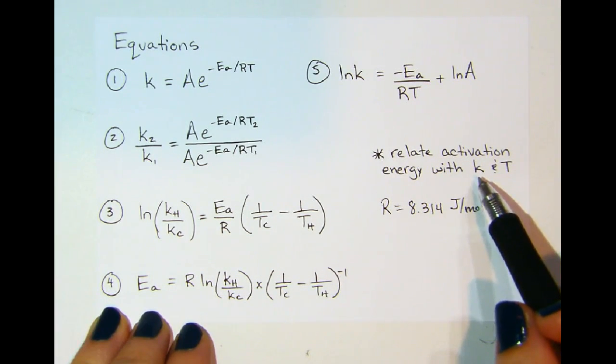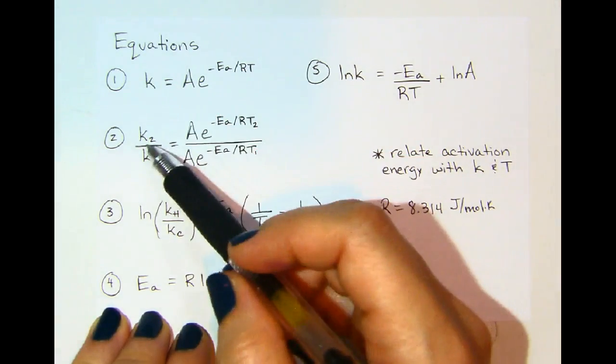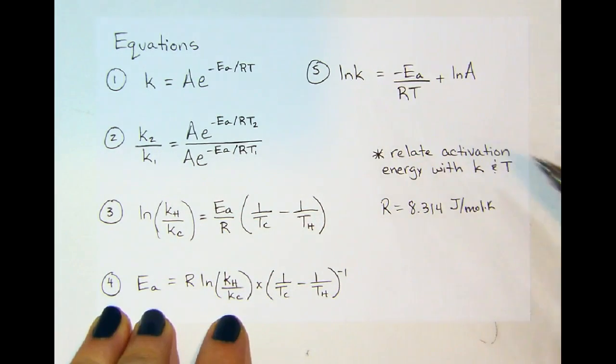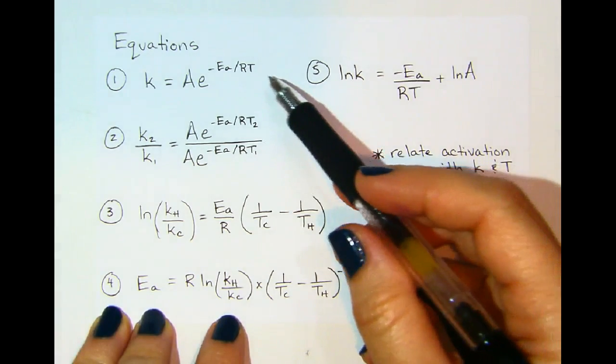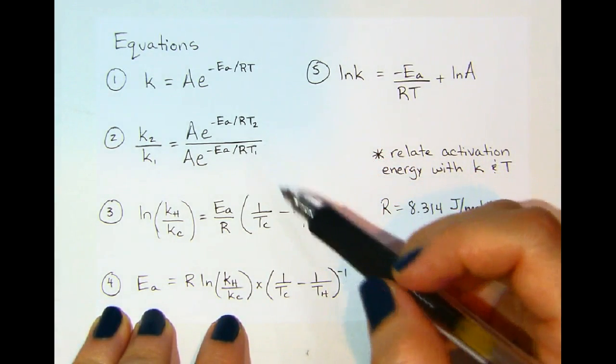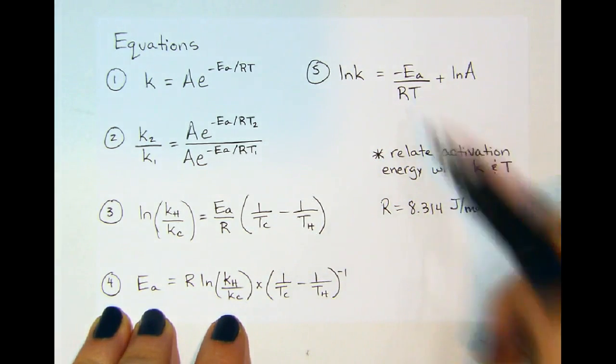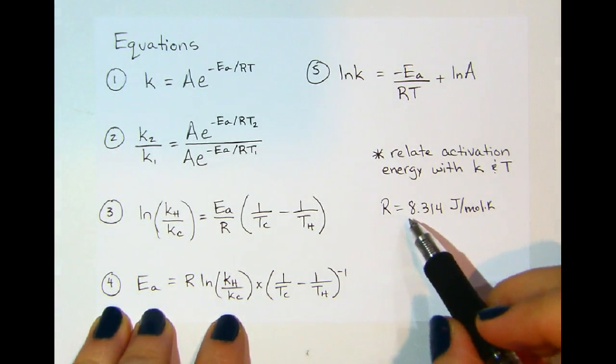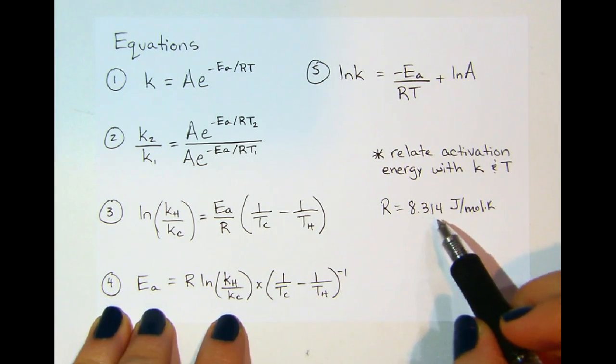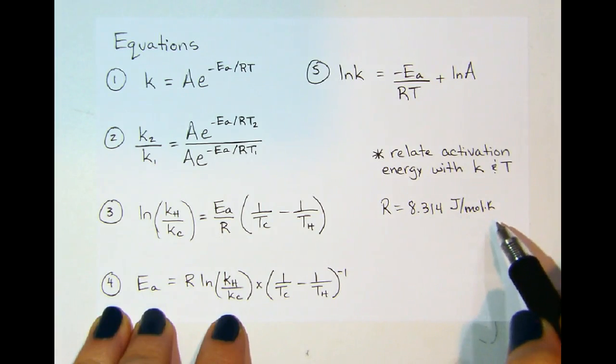And the rate constant, K. So here's my K, K, K, and temperature. And so there's the temperature. And temperature should be in Kelvin in each of these. Temperature, temperature, temperature. R in all of these is going to be the constant 8.314 joules per mole Kelvin.